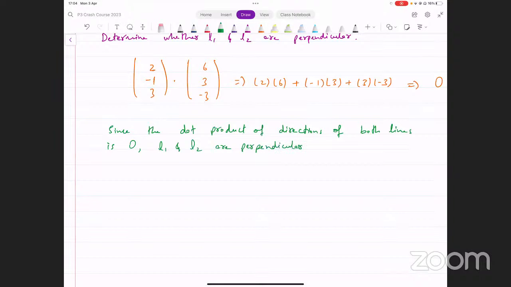All right, so in order to prove that two lines are parallel or perpendicular, all that you need to do is just check whether their direction vectors are parallel or perpendicular. Okay.